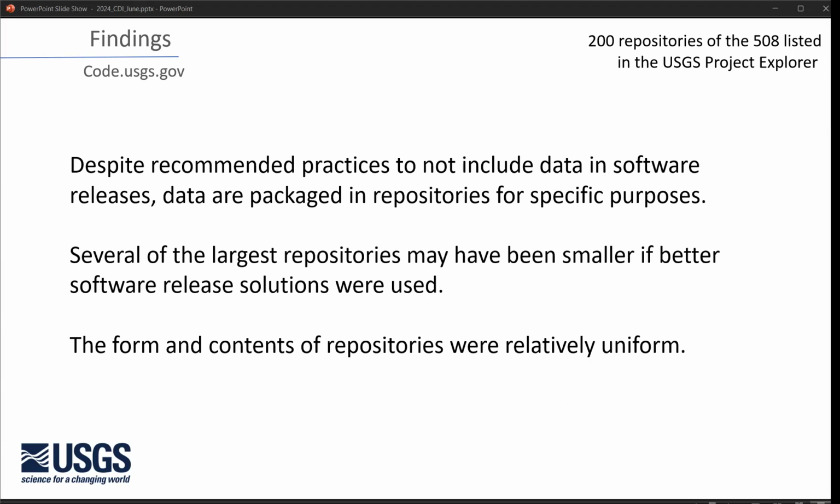To complement these qualitative interviews and establish the baseline for how USGS releases containing both data and code are structured, we examined two main USGS repositories. The first one is code.usgs.gov, which is the GitLab instance for USGS. It's the platform for releasing the scientific software developed by USGS scientists. We examined 200 randomly selected repositories out of the 508 total in the USGS Project Explorer, which is the comprehensive listing of our published software in code.usgs.gov.